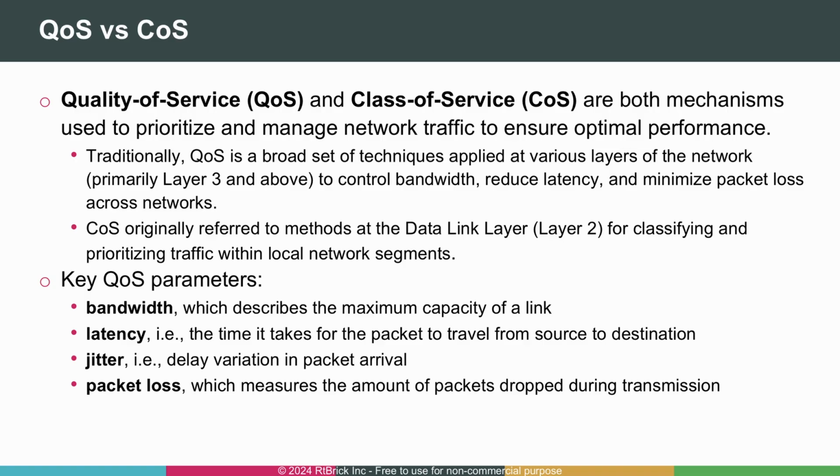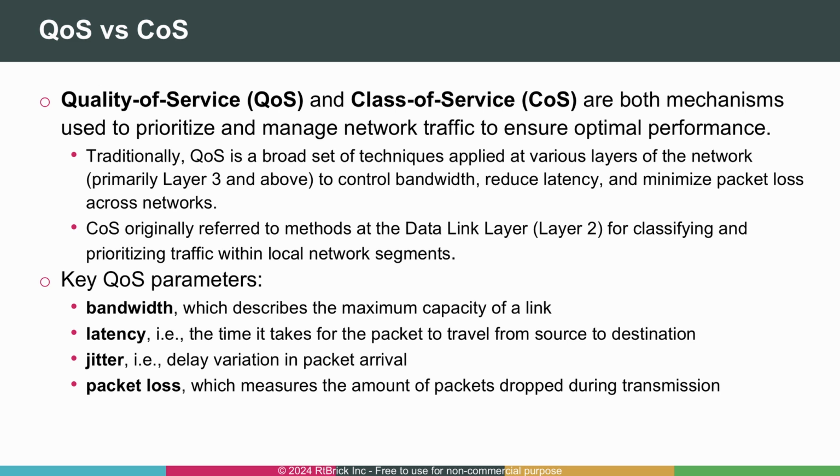You'll often hear the terms quality of service and class of service used interchangeably. Strictly speaking, QoS refers to mechanisms that operate at layer 3 and above, while CoS applies mainly at layer 2 of the OSI model. When we talk about QoS, there are several parameters that define how well it works.